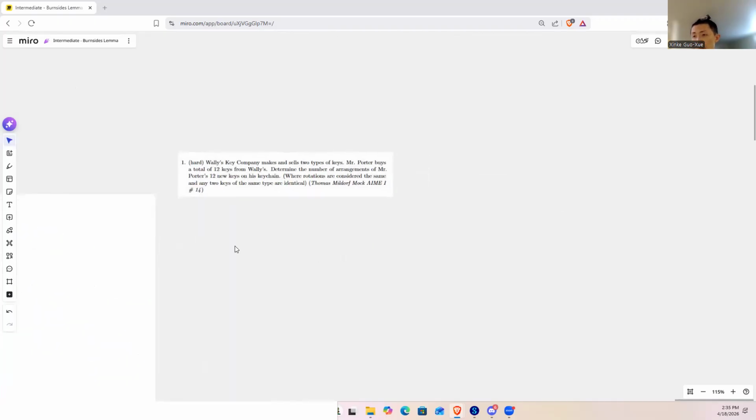Okay, so Wally's keychain makes and sells 2 types of keys. Mr. Porter buys a total of 12 keys from Wally's. Determine the number of arrangements of Mr. Porter's 12 keys. The rotations are considered the same. So let's use Burnside's lemma. Well, I'll give you a minute to try it, and then we'll talk about it.